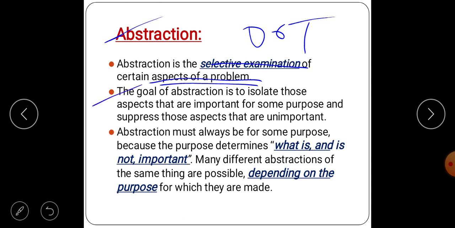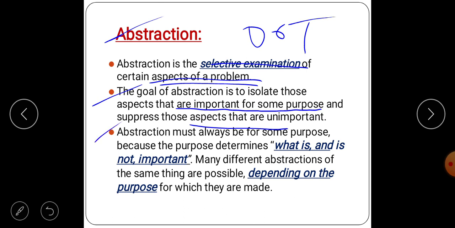The goal of abstraction is to isolate those aspects that are important for some process. Means we are going to separate the important aspects. Why are we going to separate those aspects? Because they are important for some process. And it suppresses those aspects that are unimportant. Whatever is not important, we are going to neglect it. Okay, whichever aspects are not important, we are going to neglect them.